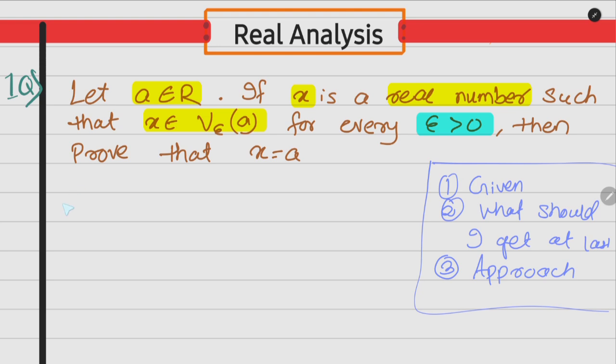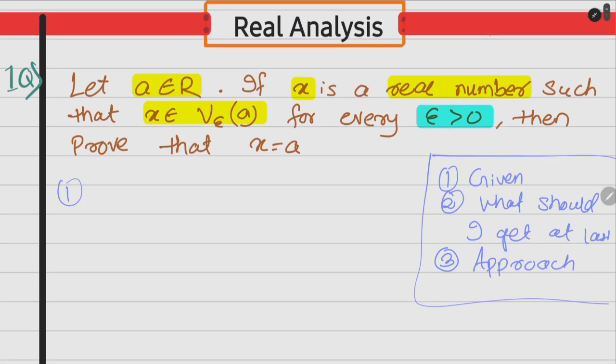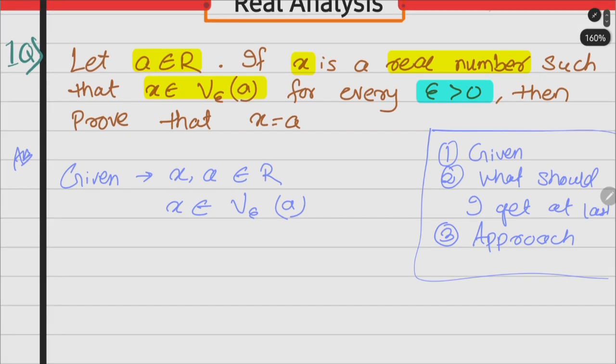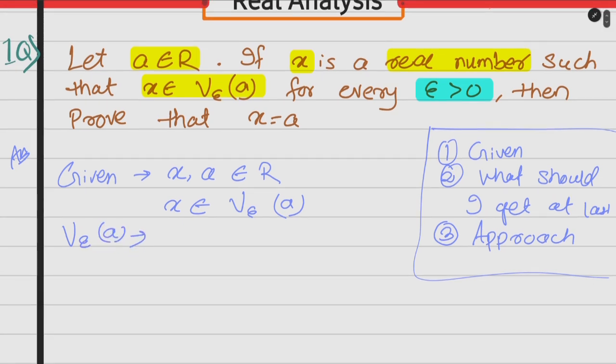So first of all I will write here what is given to me. Given is: X, A belong to the real number set, and X belongs to V epsilon A. Now what is V epsilon A? Here you write: V epsilon of A is the epsilon neighborhood of A.